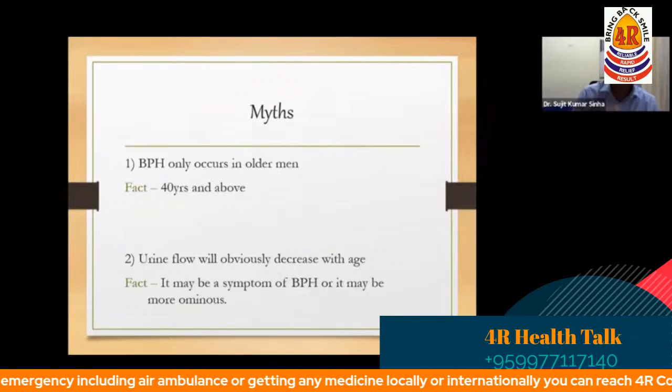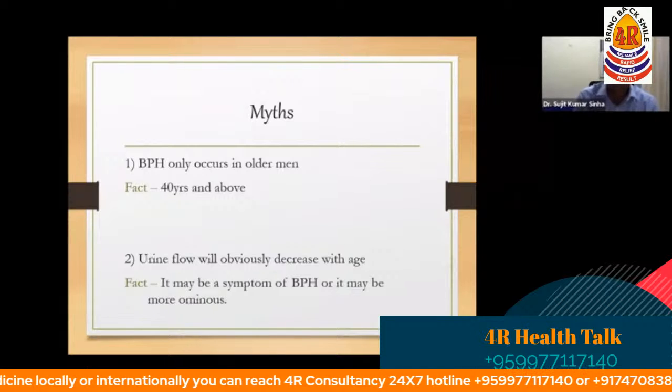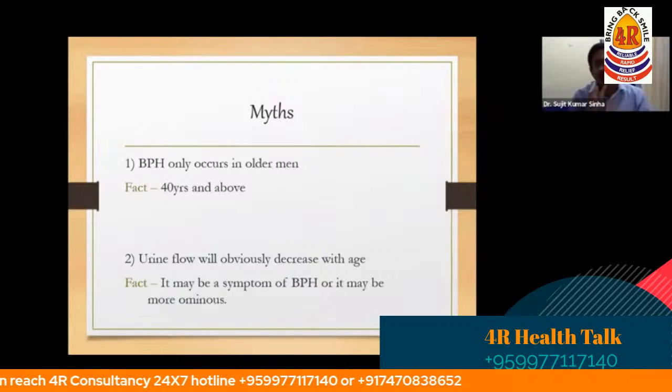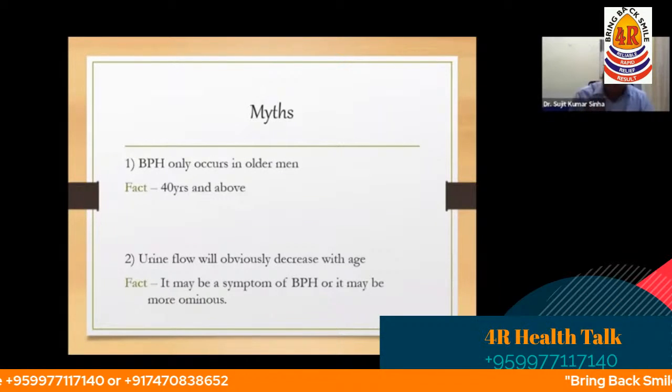Just like in females, they have a menopause. Why do they have a menopause? Because there is a hormonal change in their body. As a result, they have a menopause. In our body also, we develop some kind of hormonal changes. As a result, the prostate starts growing, depending on his genetic predilection.